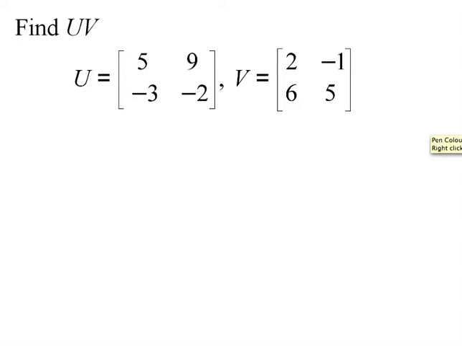So the first matrix, 5, 9, -3, -2. The next matrix is 2, -1, 6, 5. So what are the dimensions of the first matrix? 2 by 2. Very good. That's what you have to start off with every time. What are the dimensions of V? A 2 by 2. So these match. So my resulting answer will be a 2 by 2.